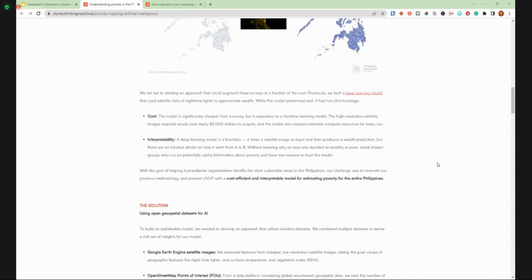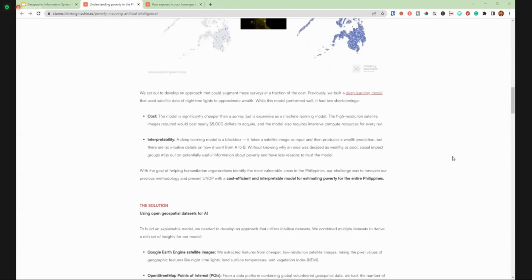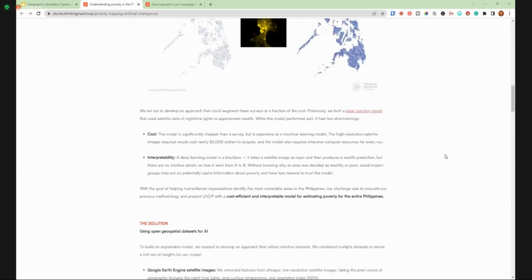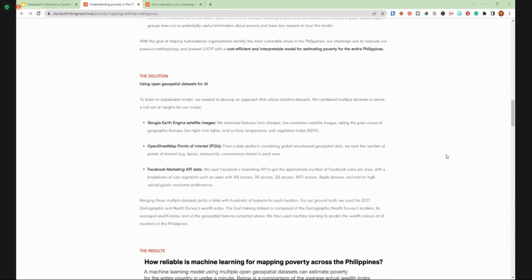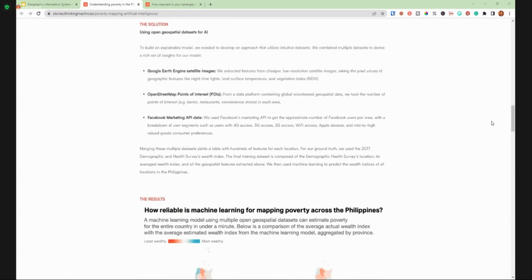The advantage of our work is that the cost is significantly cheaper, of course, than a survey. We were able to create a machine learning model that can run in less than 5 minutes and then give poverty or wealth estimates all over the Philippines in an 18 square kilometer grid.